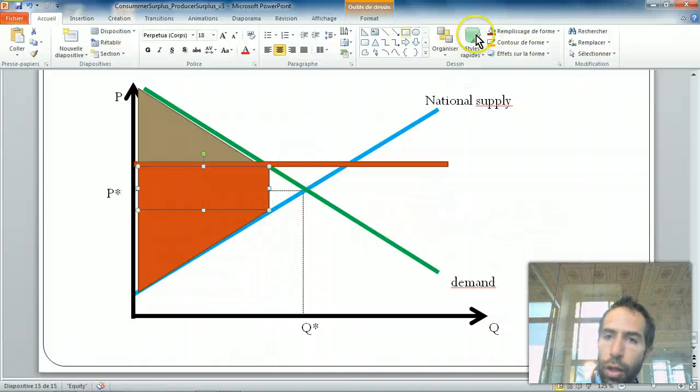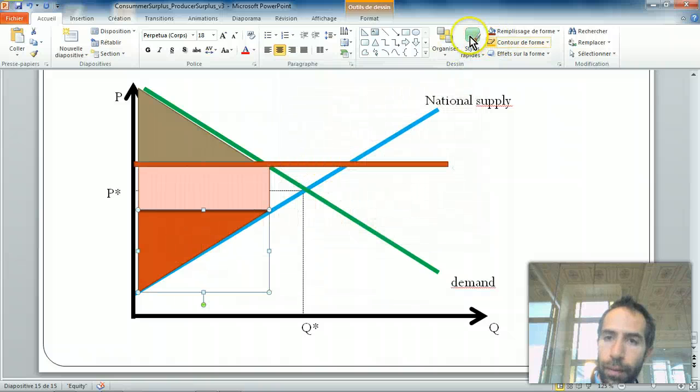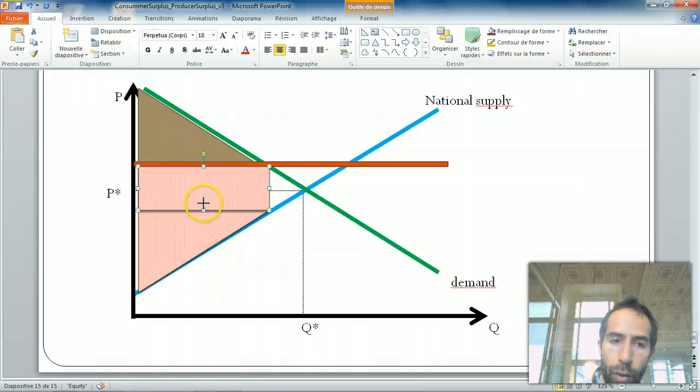And let me change the color to pink. Okay, so this is the new consumer surplus. So this part here, let me show you. This part here, this was before belonging to consumers, but now it's transferred to producer. And this small triangle is a loss to society, so is this small triangle here.